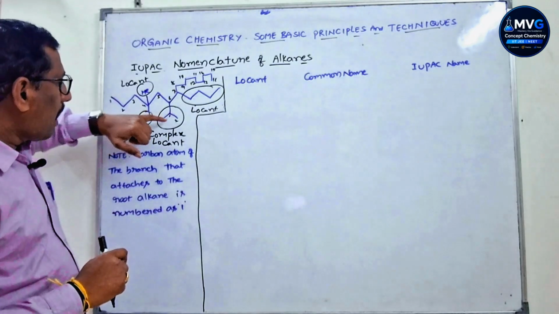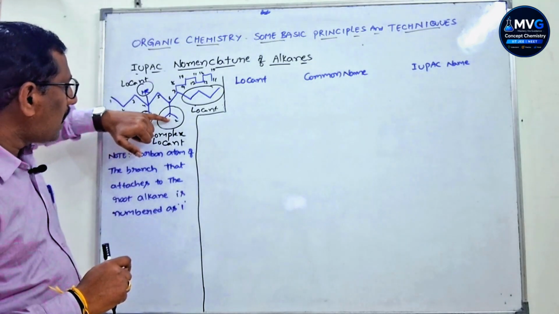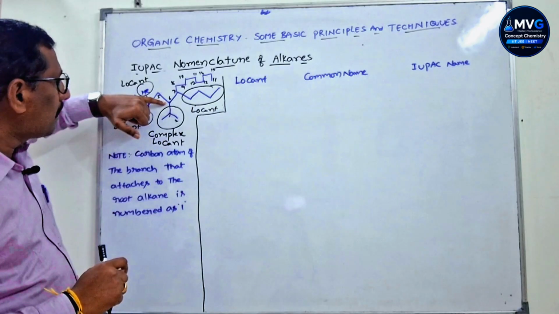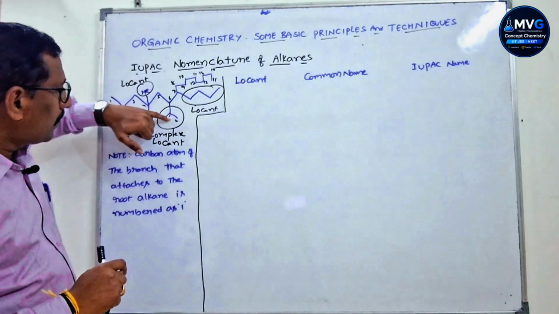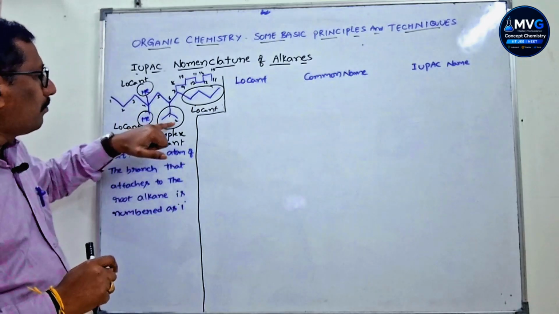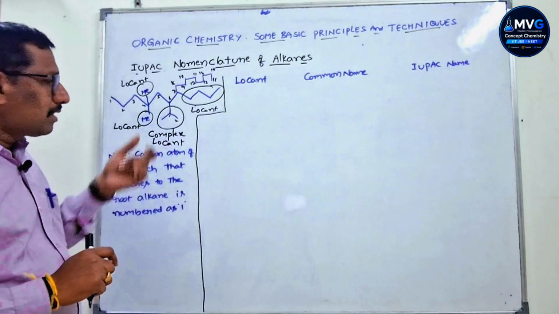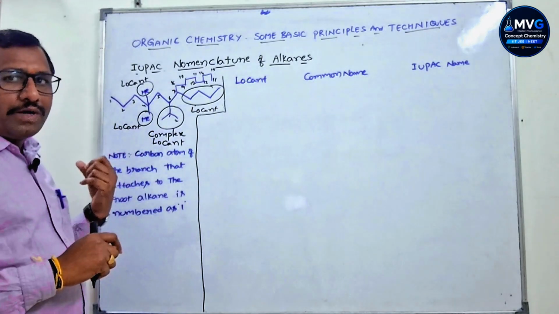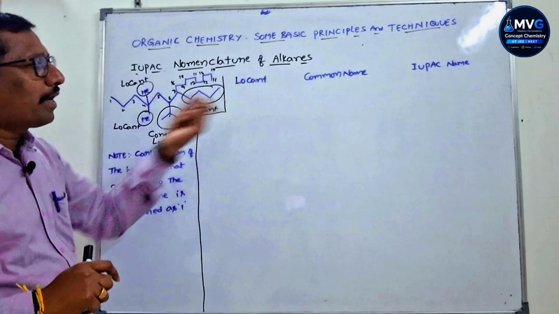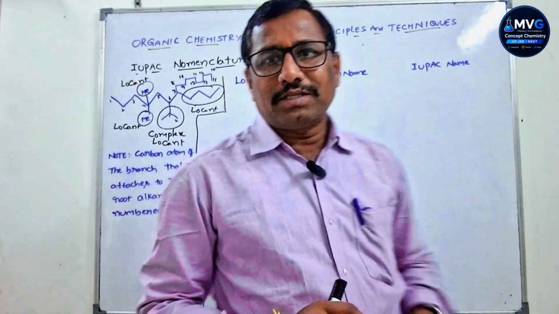Now in this complex locant, the carbon directly attached to the parent carbon chain, to that carbon we should give the number 1. From there onwards we will select the carbon chain, and write substituents before the root word. Now we will discuss how many types of complex locants there are.